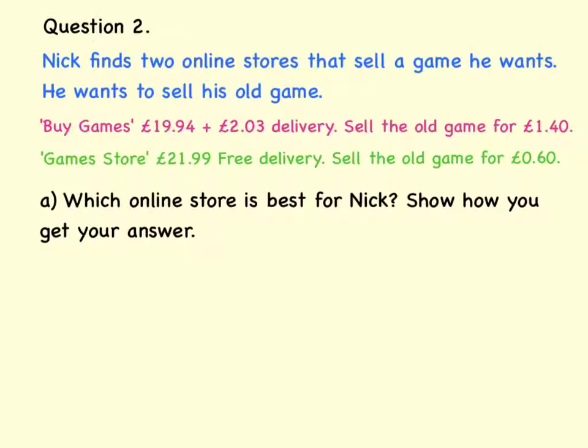Question 2 of section A. Nick finds 2 online stores that sell a game he wants. He wants to sell his old game. The first of the online stores that he's found is called Buy Games, and they are charging £19.94 for the game that he wants to buy. They're charging £2.03 delivery, and he can sell his old game for £1.40.